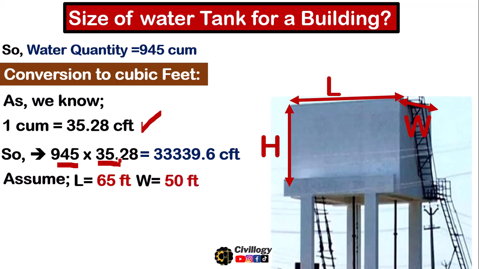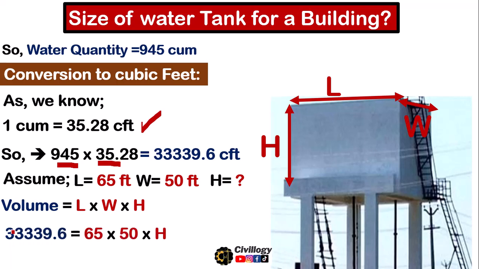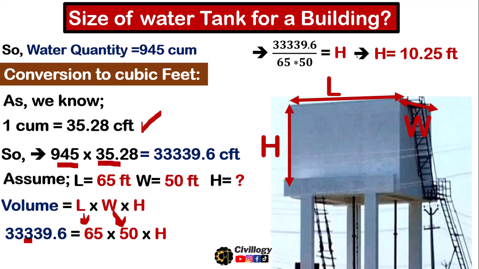Again, it depends on the availability of the space. Width is 50 feet. What will be the height? A similar method will be adopted. The volume, as we have already calculated in cubic feet, which is 33339.6, will be equal to assumed length 65, assumed width 50, and we are calculating the height. So similarly, it will be equal to 10.25 feet.